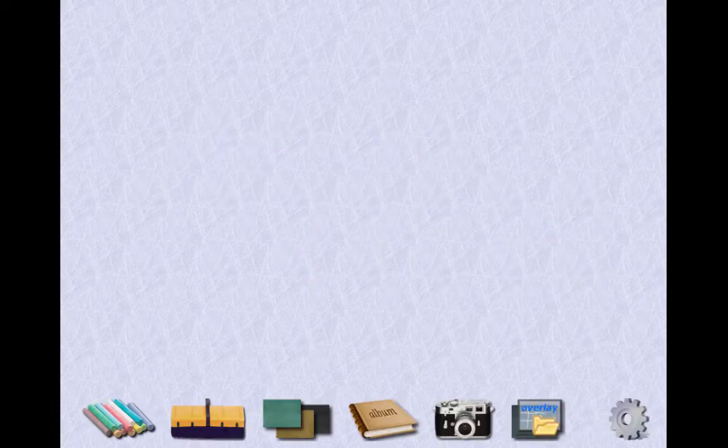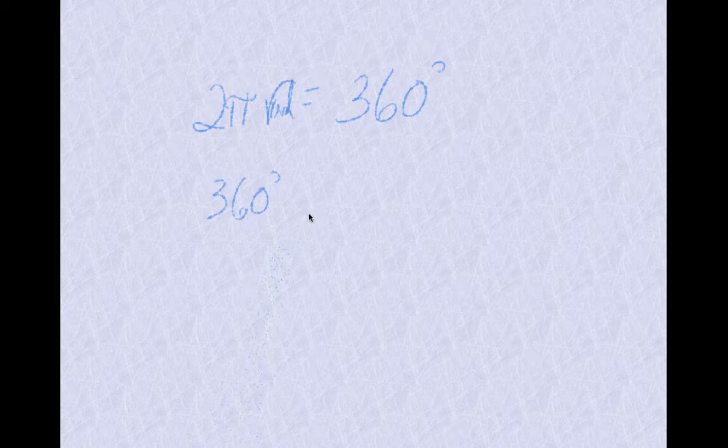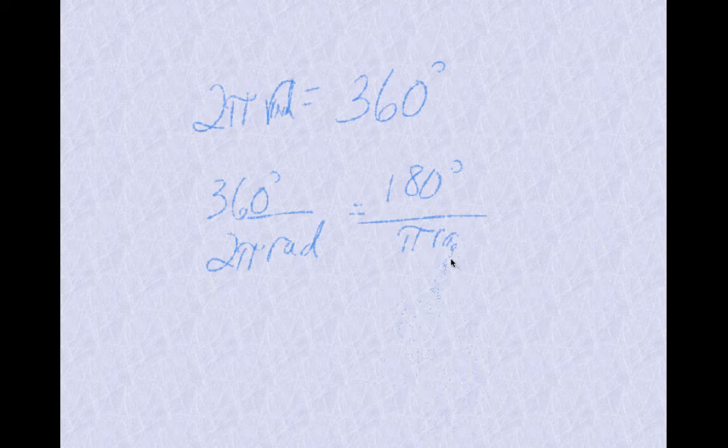So in the situation of degrees versus radians, what we know is this: 2 pi radians, this is radians, not radius, equals 360 degrees. So 360 degrees over 2 pi radians is 1. This is also 180 degrees over pi radians, because why work harder than we have to, right? There's a 2 in both cases.